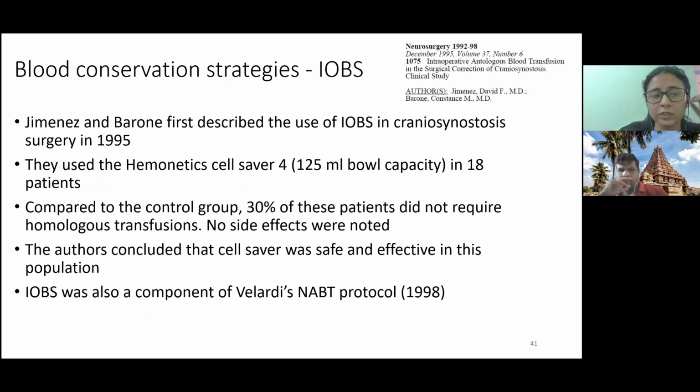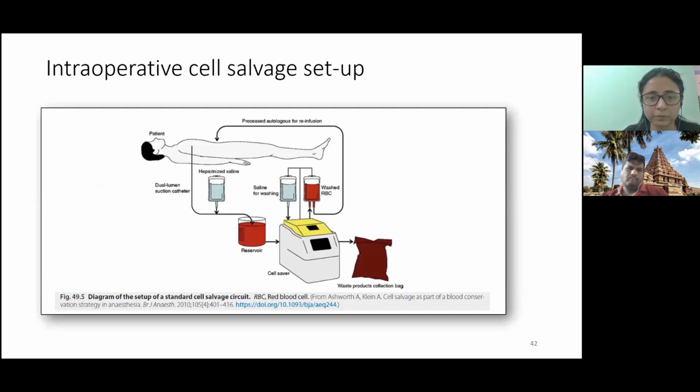The use in craniosynostosis was described for the first time by Jimenez and Baron in 1995. They used the hemolytic cell saver 4 in 18 patients. Compared to the control group, 30% of the patients did not require homologous transfusions and no side effects were observed. The authors concluded that cell saver was safe and effective in this population.